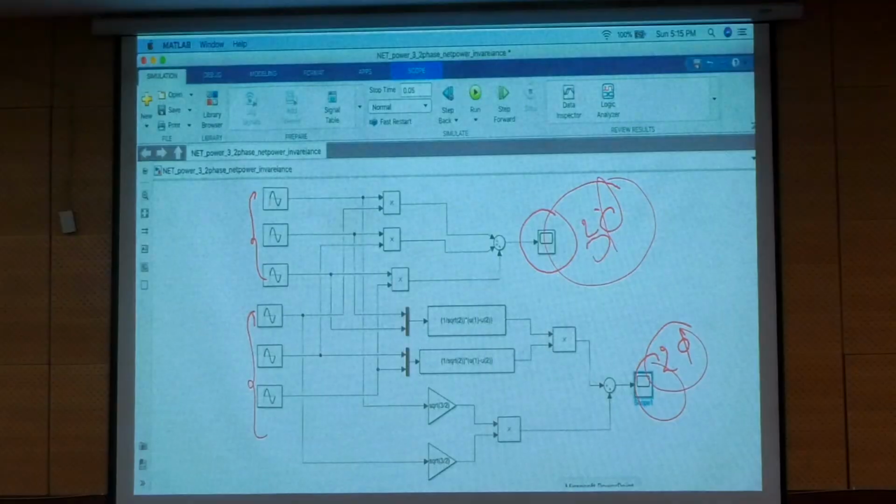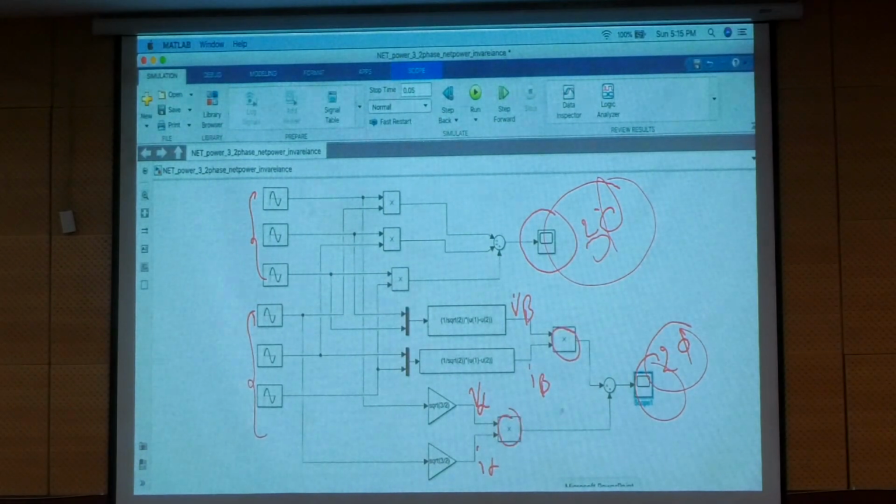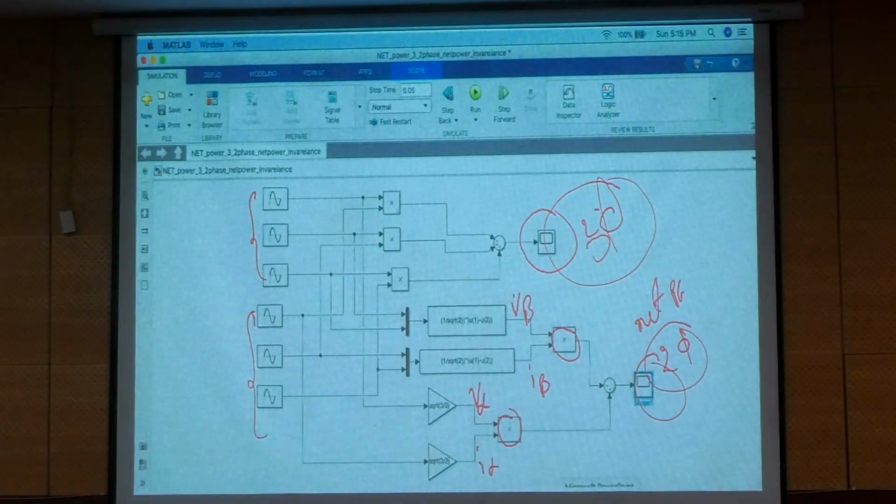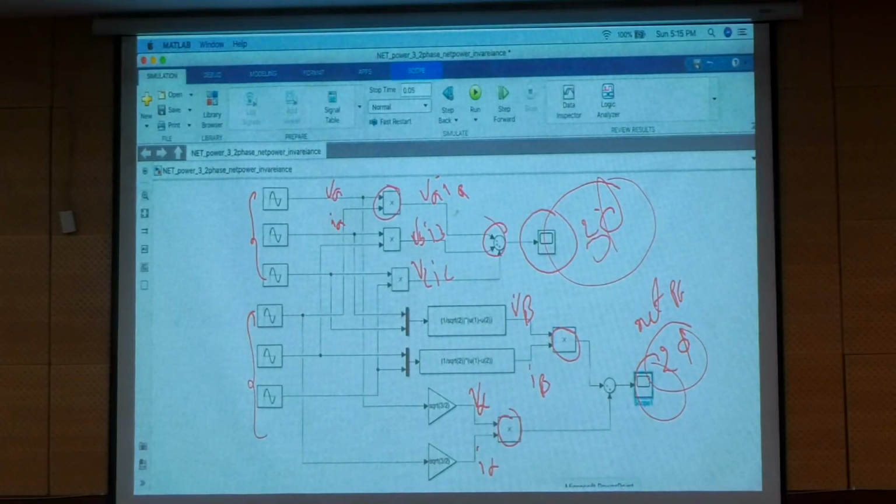Finally, this is nothing but this signal. This is V alpha, I alpha, this is V beta, I beta. So V alpha, I alpha you need to multiply, V beta, I beta you need to multiply, then you will get net power in 2 phase. Next here VA, IA you need to multiply, you have to get VB, IB, you have to get VC, IC, add all three per phase powers in 3 phase, then you will get net power.